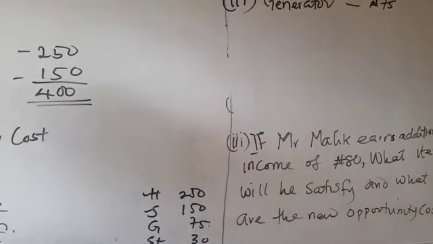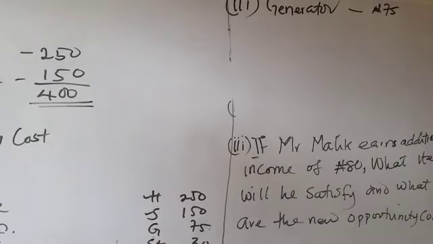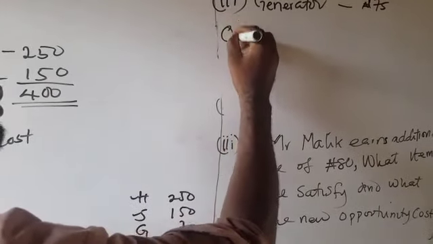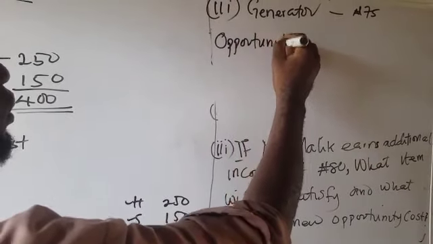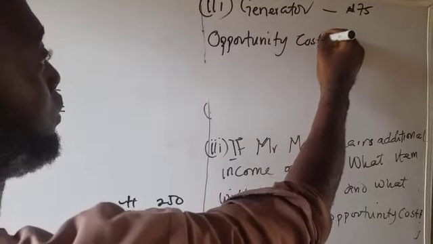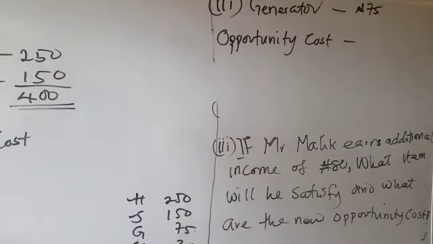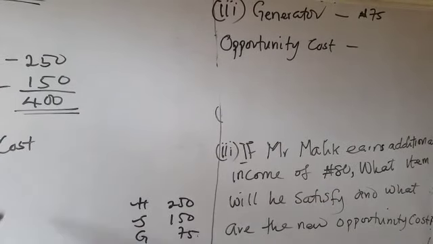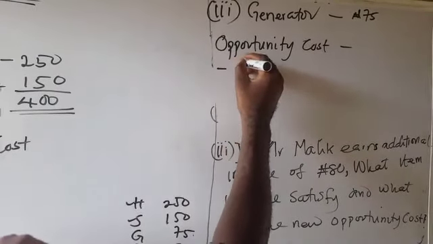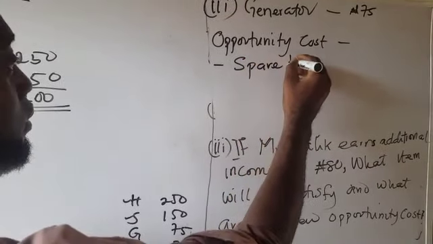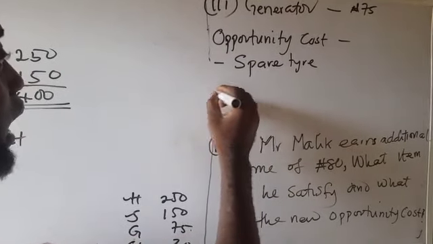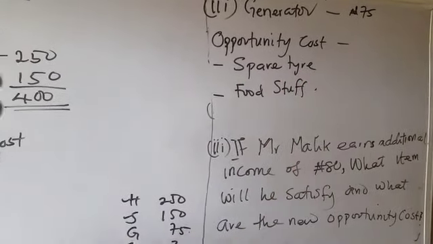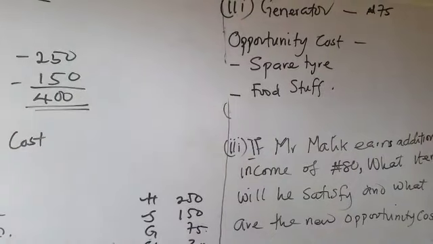and the new opportunity cost will now be the other items on the list that are yet to be satisfied. And what are those? What are the opportunity costs now? So if he satisfies the generator, the new opportunity cost is going to be spare tire and foodstuff. So it's as simple as that.